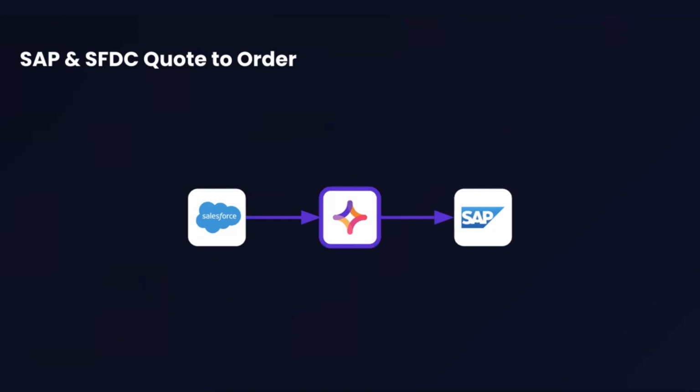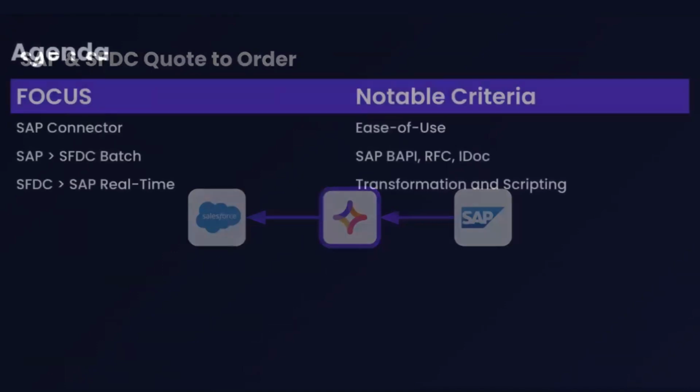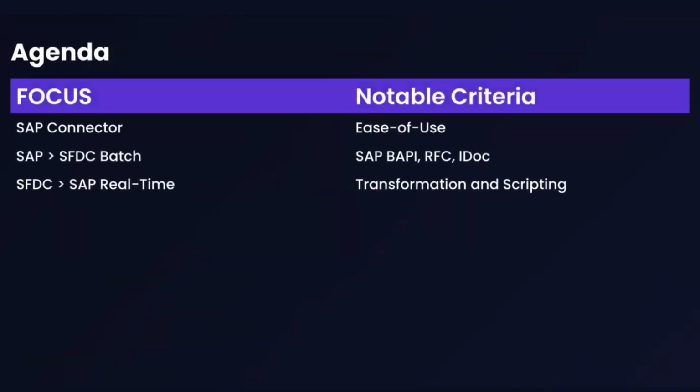Now, SAP will then send a response. It'll generate an ID, which we will then write back into Salesforce. So it's a bidirectional flow in real time. So to summarize what we will be seeing in today's demo, it's going to be focused on the SAP connector, showing you how you can configure BAPIs, RFCs, and iDocs, showing you the batch flow from SAP into Salesforce, as well as the real-time integration from Salesforce into SAP.